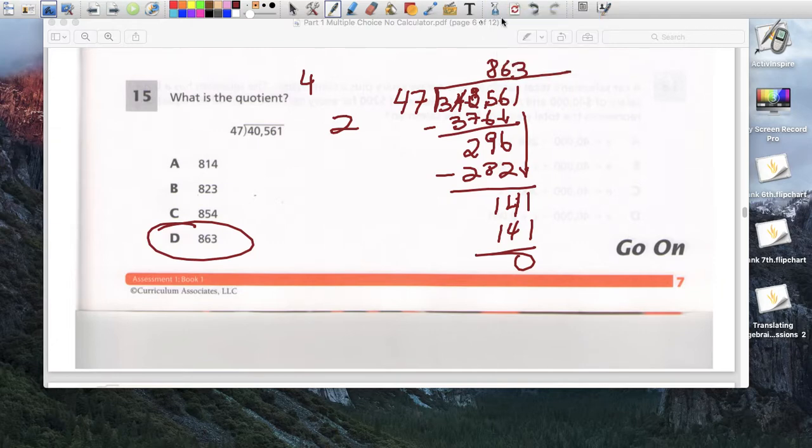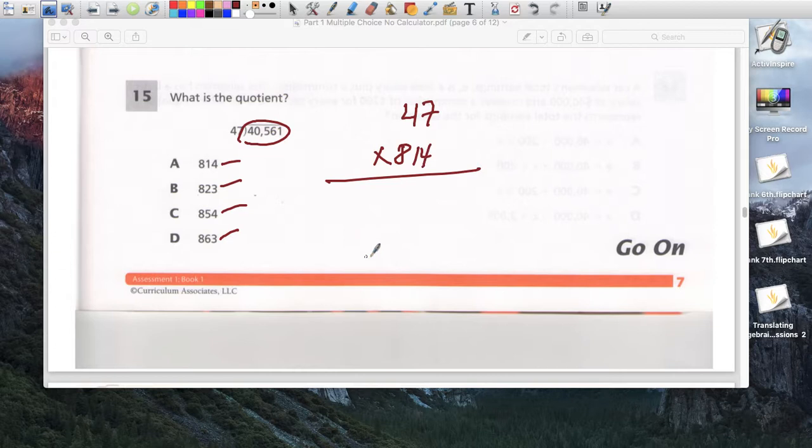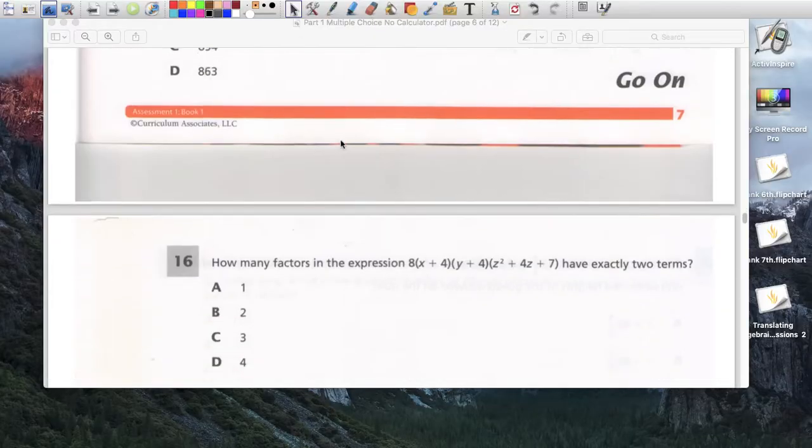Now, if you didn't want to do this, and you're really uncomfortable with the division, another thing you could have done is take 47 and multiply it by 814 or 823, 854 or 863. Your product, after you multiply it, should give you 40,561. So whichever one of these four, multiplied by 47, gives you this is also the quotient. Okay, so you can think of it in different ways.